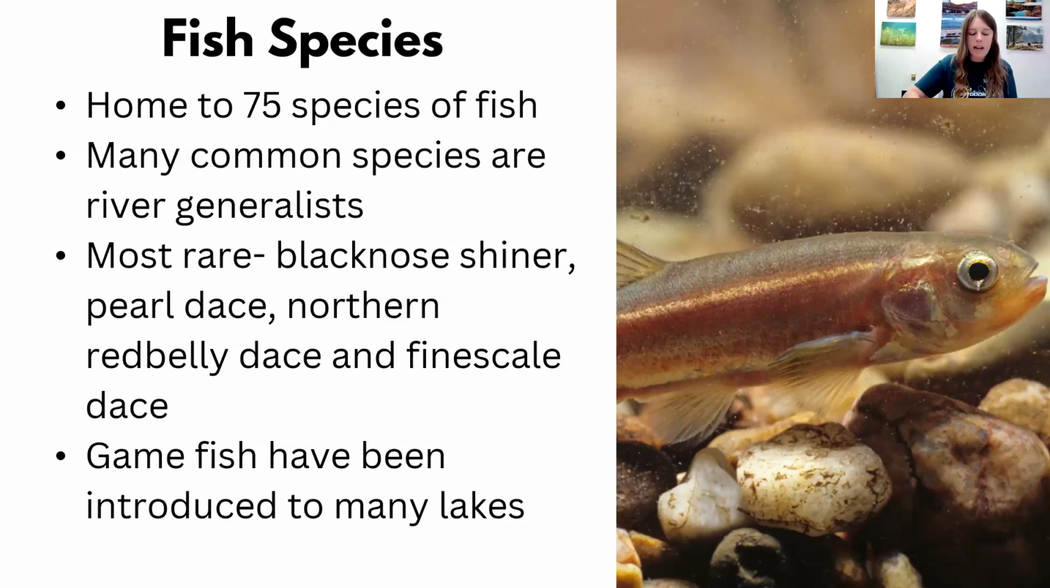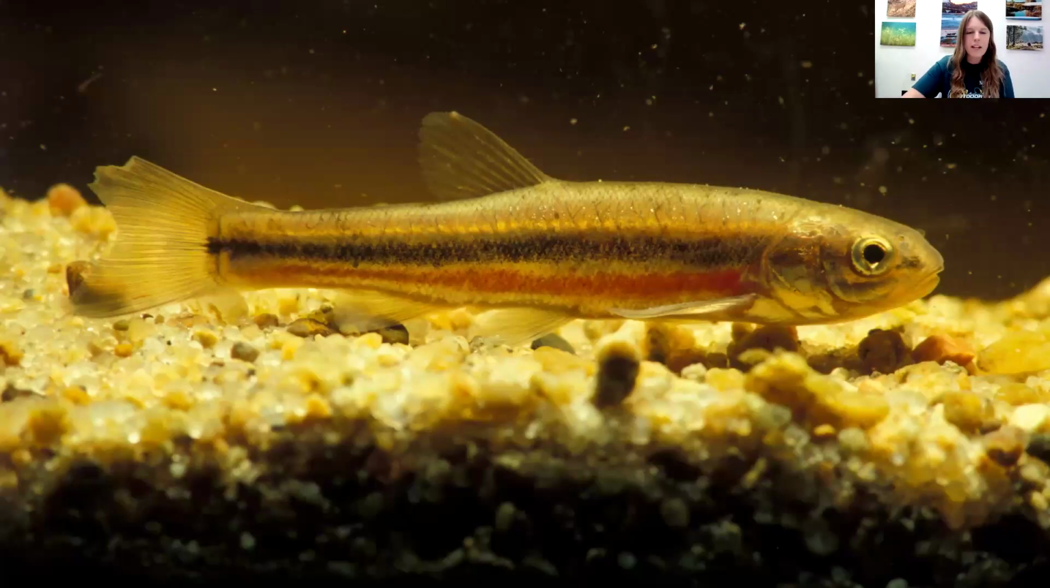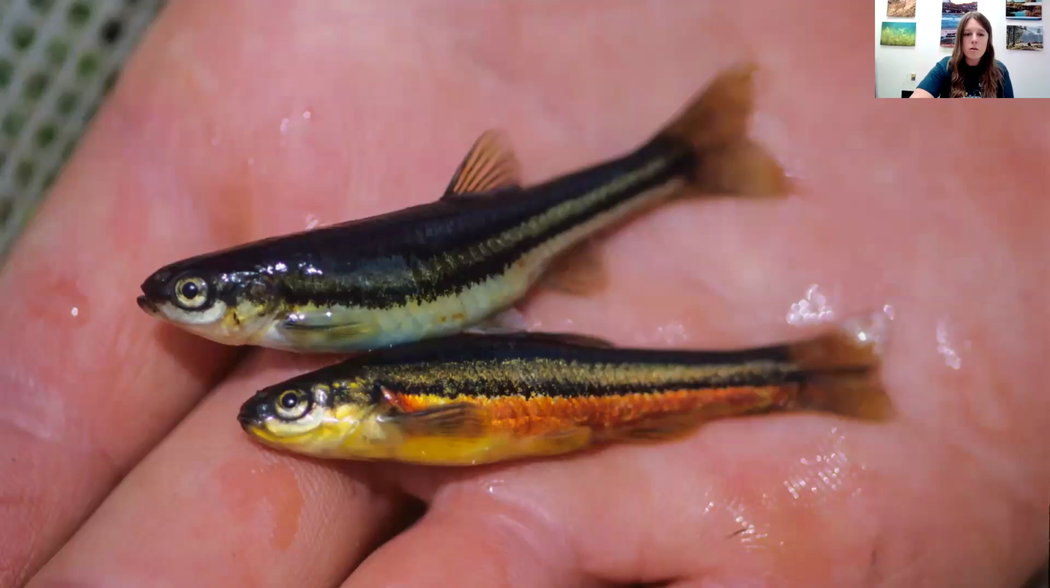This is a picture of a pearl dace right here. So very small. I know there's no reference point, but they're very small. They're minnows. They're technically in the minnow family. So there's those. There's the northern redbelly dace. So this is a male on the bottom there. You can see that person's hand. They're very little. During the breeding season, the males will turn different colors so that they can attract a female.